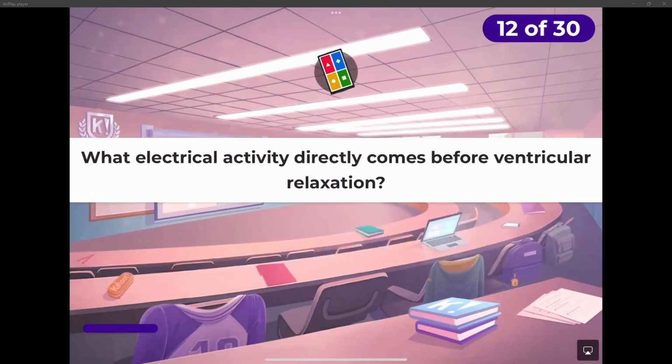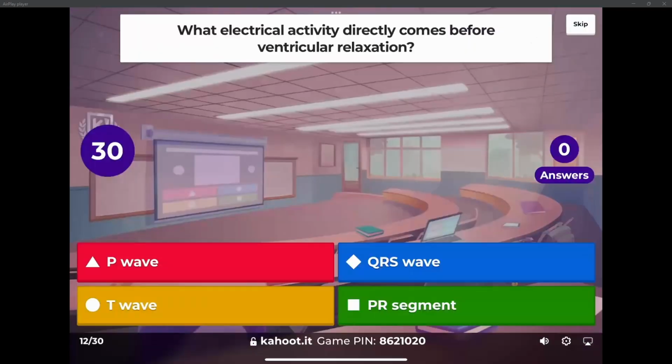Okay, next question. What electrical activity directly comes before ventricular relaxation? Remember, excitation-contraction coupling. Ventricular repolarization happens right before ventricular relaxation. The QRS complex happens right before ventricular contraction. The P wave happens right before, it froze again.